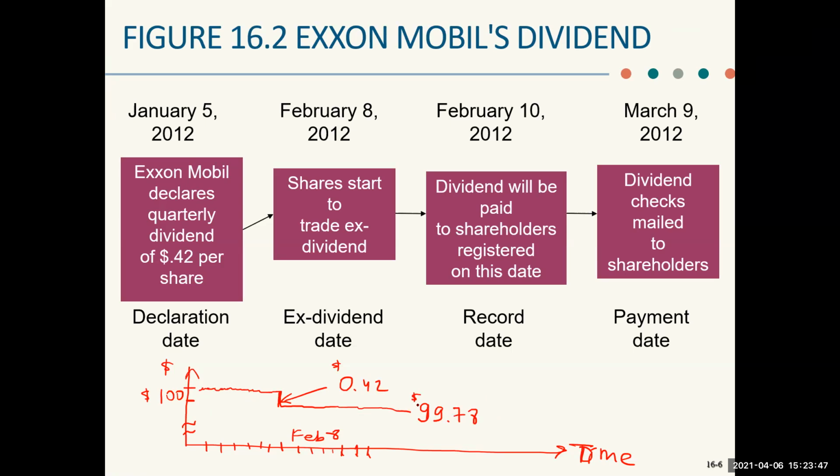See, this is fair. The market will revalue the shares of ExxonMobil because of this announcement, so those people who are buying the shares on February 8 will pay $99.78 for these shares. Those people who are buying the shares before February 8, that is until the last day, February 7, will trade at a $100 price. So that's why these dates are important for the shareholders to know when the value will change because of the dividend.